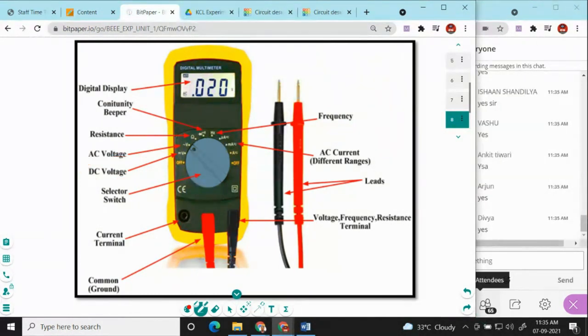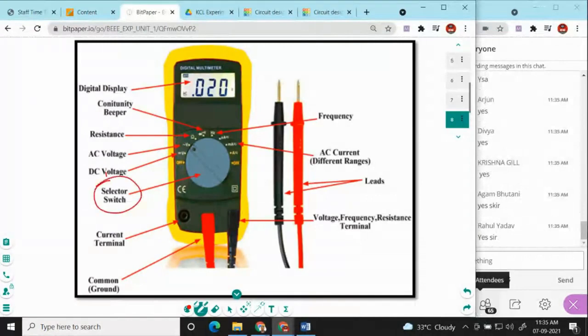What do you mean by selection switch? The selection switch is used to select the particular level where we have to calculate the value. If you move this particular switch toward this point, that means you have to calculate the frequency. If you move this knob toward this side, you have to calculate the voltage. If you move this switch toward this point, you have to measure the current.